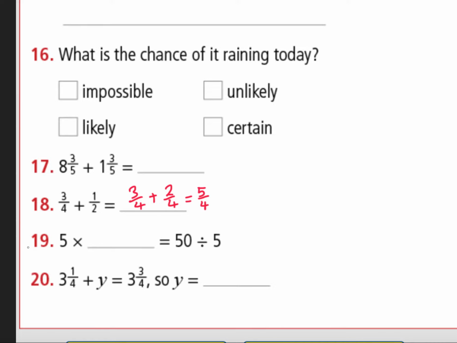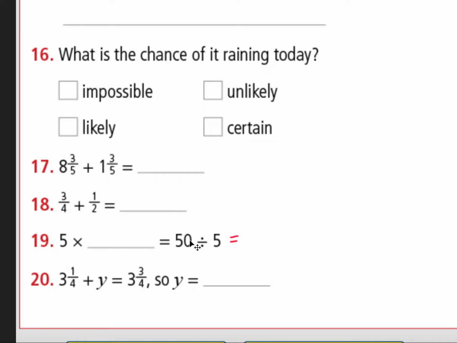Next one, we have 5 multiplied by something is equal to 50 divided by 5. Well, the first thing to do here is ask ourselves, what is 50 divided by 5? So that's going to be equal to 10. So 5 multiplied by something is the same as 50 divided by 5, which is the same as 10. What do you multiply 5 by to get 10?